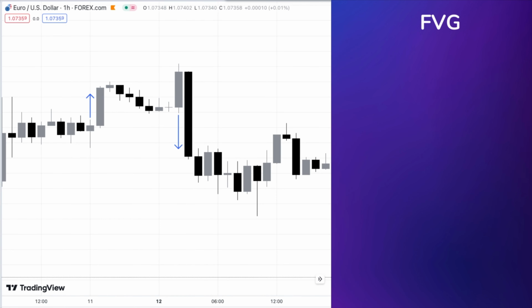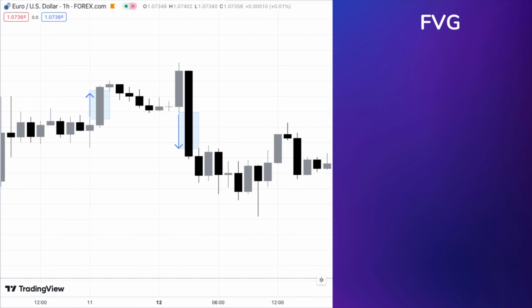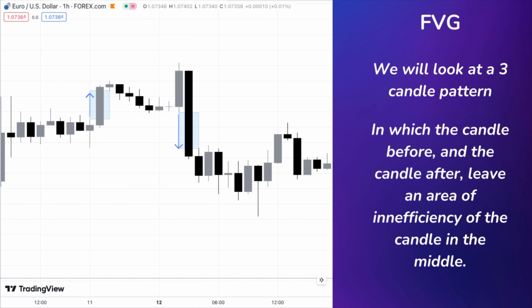So I want to highlight for you two places. The first place is highlighted with a big blue arrow, and then we have another place in the market with an arrow that goes down. In these two areas, I can only buy in the first area, and in the second area, I can only sell. We will look at a three candle pattern when we're talking about fair value gaps. In these three candle patterns, the candle before and the candle after will leave an area of inefficiency of the candle in the middle. So there are three candles. The candle before and the candle after are going to leave an area of inefficiency.